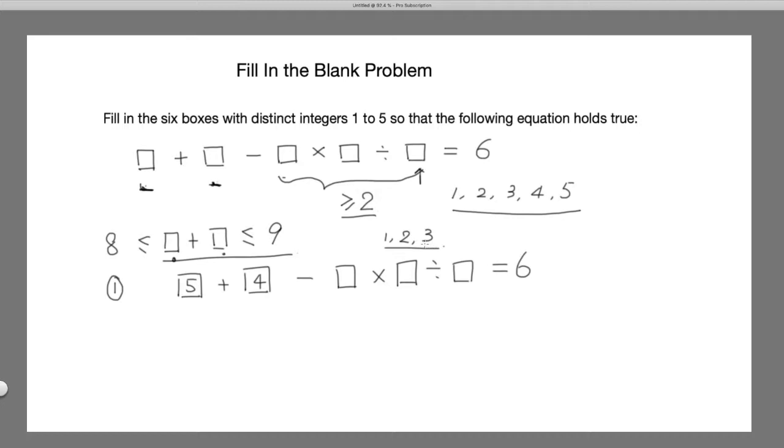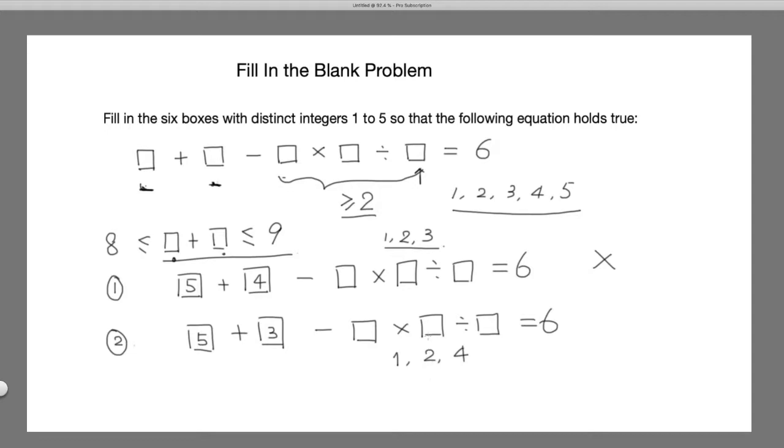This has to be an integer. If the 3 goes here, and the 2 goes here, this becomes a 6. If 3 and 1 go here, 1 times 3 divided by 2 is not even an integer. So this cannot be possible. The second case is the first two boxes add up to be 8. And that's the only choice you can have, 5 plus 3, minus something times something divided by another thing equals 6. So that means you have 1, 2, 4 left going to these 3 boxes.